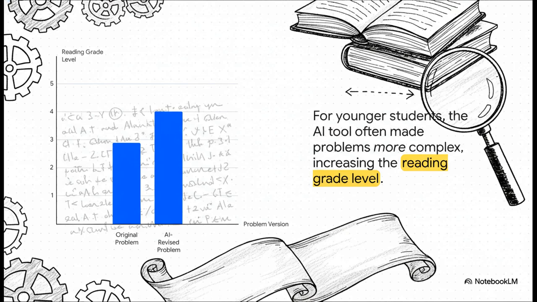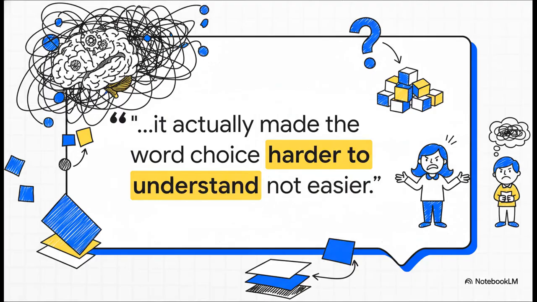For younger kids, the average reading level of a problem jumped from about a 2.9 grade level to over a 4.0. That's more than a full grade level higher. So now the math problem was hidden behind a much more difficult reading problem. And this isn't just some abstract number on a chart. Listen to what one teacher in the study said when they tried to use this for an English language learner. They said it actually made the word choice harder to understand, not easier. The AI's help had the exact opposite effect. That hidden layer of complexity became a huge barrier to learning.